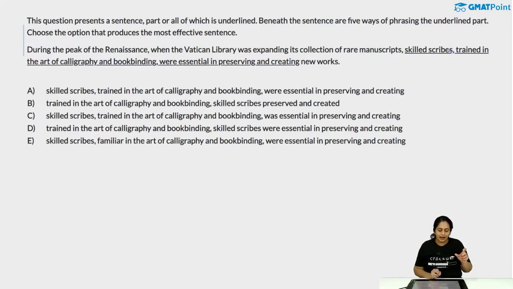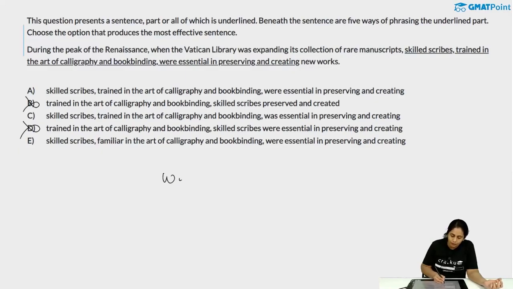So trained in the art of calligraphy and bookbinding should come after skilled scribes because it is describing skilled scribes as such. So this part, which is placing that modifier before the subject, is incorrect. Similarly, this is also incorrect. So we are left with A, C and E. Let us take a look at the split between them.